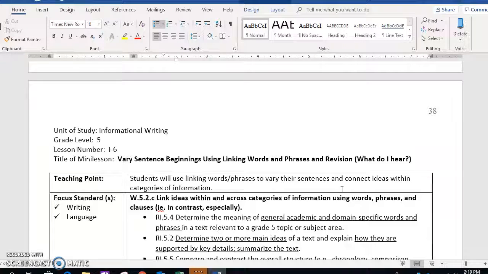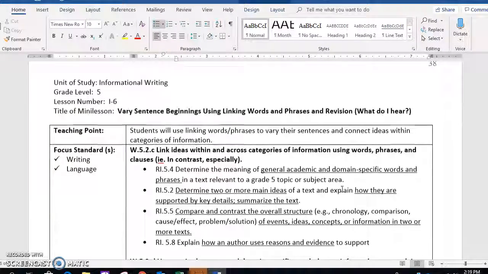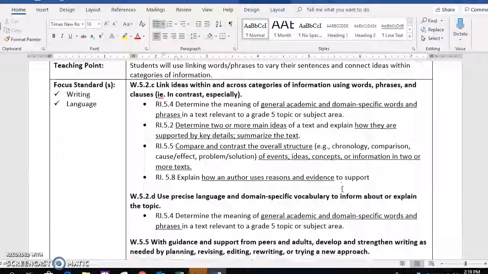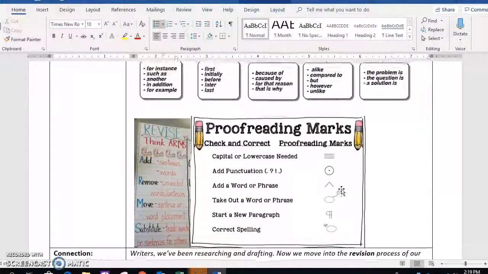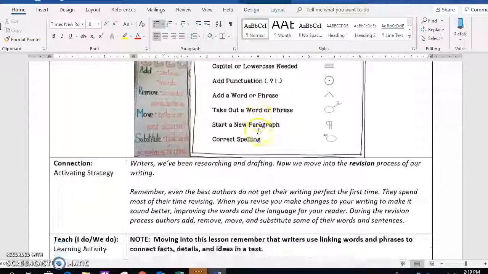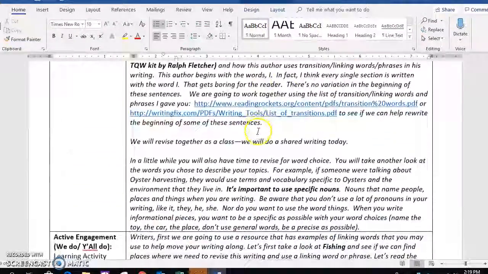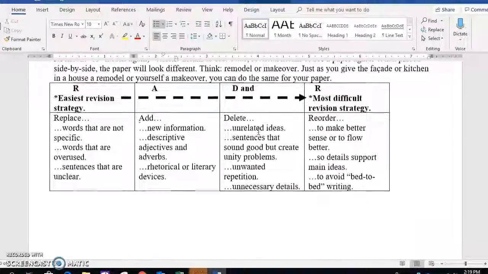Page 38 has to do with revision and varying sentence beginnings. So in narrative, we call it transition words. In informational, we call it linking words and phrases. So just note that difference. Again, it's semantics. Depending on the type of text structure, that will really dictate the types of words that you use to lead the sentences. So as you model for students, that should come together nicely.